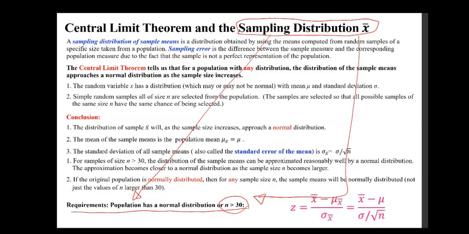So z is x bar minus mu of x bar over sigma of x bar. Now the numerator is the same, x bar minus mu, makes no difference. But the denominator, sigma of x bar, is sigma over square root of n. So let's see if we can do a question and see how things go.